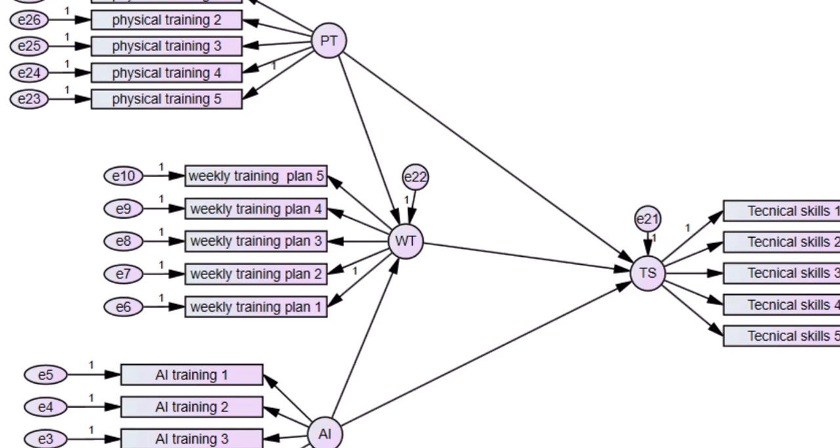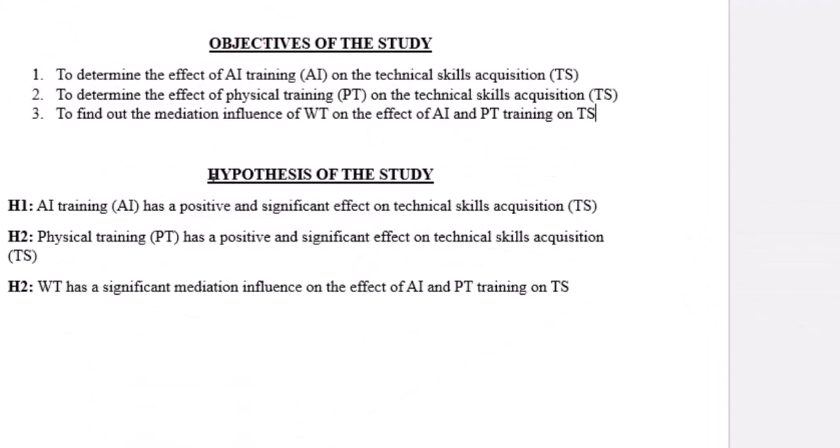Having understood the objectives, then we develop the hypotheses of the study. So from the three objectives, we develop three hypotheses. Hypothesis one is that AI training has a positive and significant effect on TS. The second hypothesis is that PT, our physical training, has a positive and significant effect on technical skills acquisition. And our hypothesis three is that WT has a significant mediation influence on the effect of AI and PT on TS. So from the three objectives, we come up with three hypotheses.